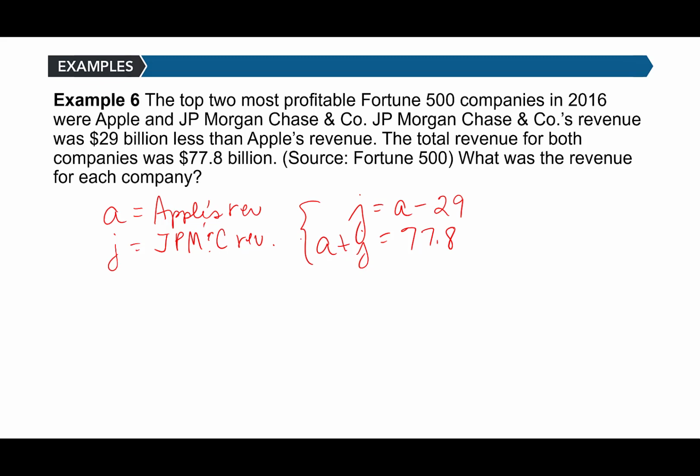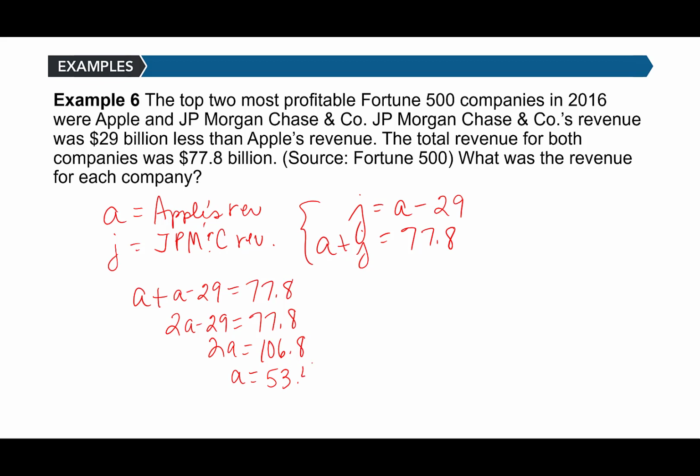Now we can solve this by substitution because we already have J solved in terms of A. So if we let J be A minus 29 in the second equation, we would get A plus A minus 29 is equal to 77.8. So simplifying, we get 2A minus 29 equals 77.8. And then we can add 29 to each side to get 106.8, and then divide by 2 to get 53.4. So Apple's revenue in 2016 was $53.4 billion.